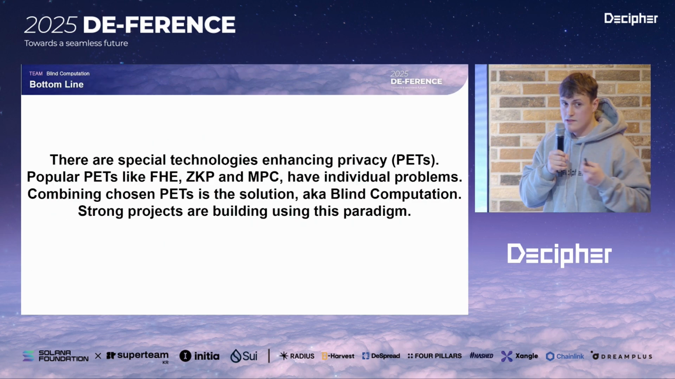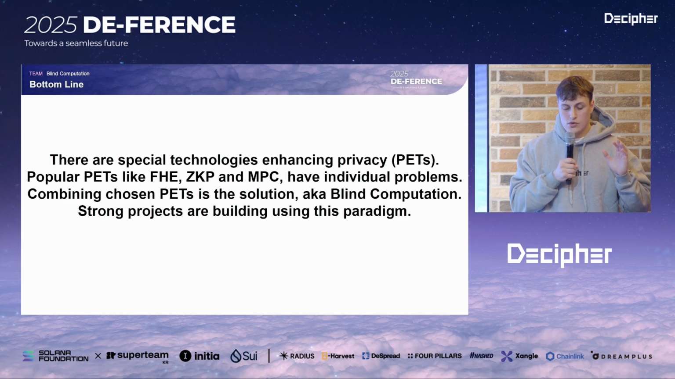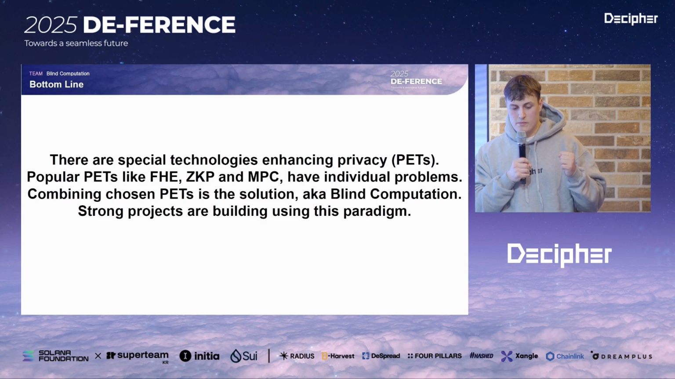Now let's summarize this part of the presentation. So there are special technologies for protecting privacy. They're called PETs. Popular PETs have their individual benefits and problems. A solution to these problems can be combining several PETs based on the task at hand. And this approach can be generally called blind computation. There are several strong projects building following this paradigm.